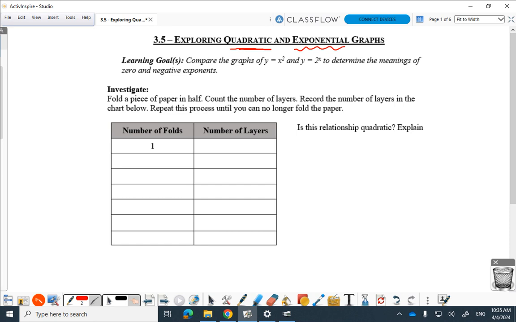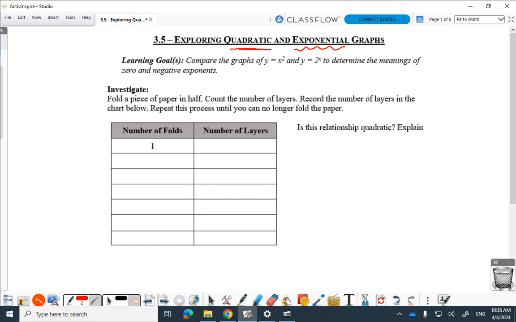And determine the meaning of 0 and negative exponents. What? That is a big goal. My job is to land this and, if I do it just right, you'll be unimpressed. You won't think 0 and negative exponents are really a big deal. Pressure's on. See what I can do.